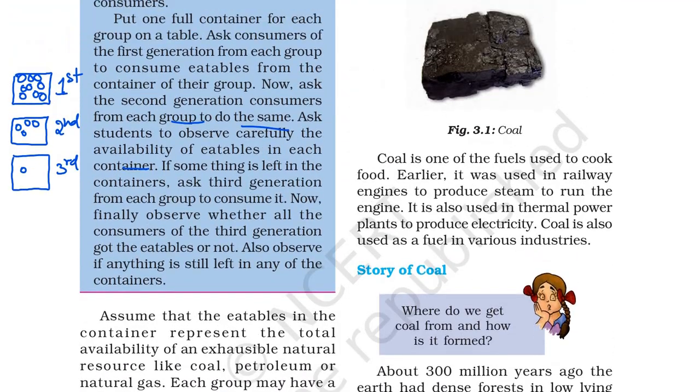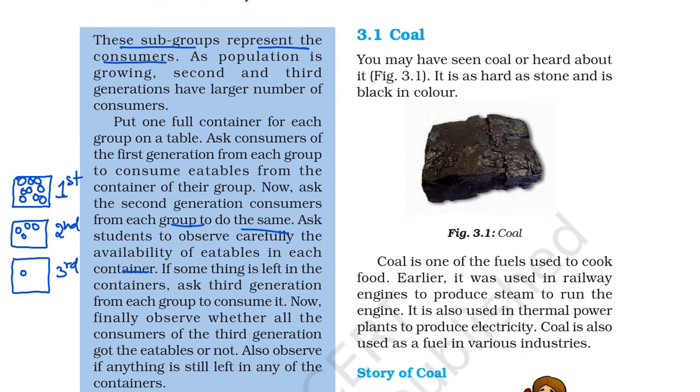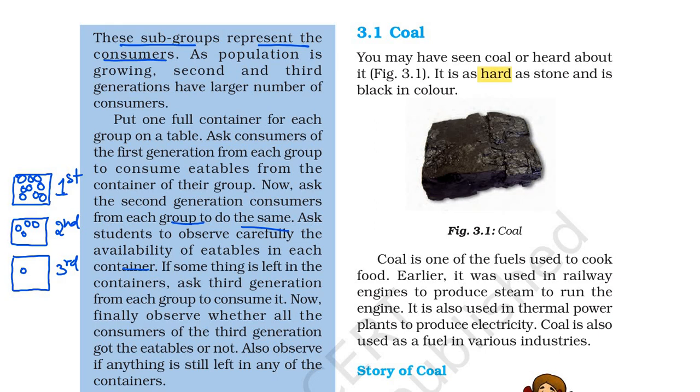Let's try to understand the properties of coal now. So remember, it is first of all hard as stone. Second, it is black in color. These are nothing but the properties of coal that I am telling you. Make a note of it. The first is hard as stone. Second is black in color, and it can be used as fuel, that is used to cook food.